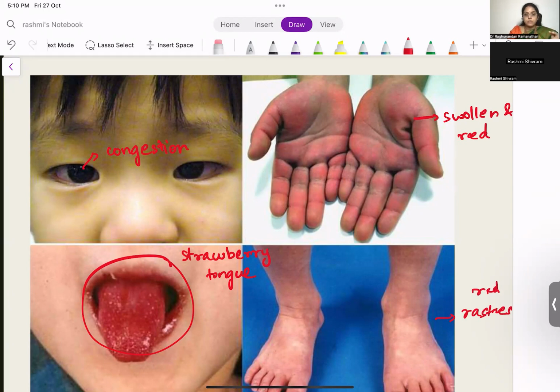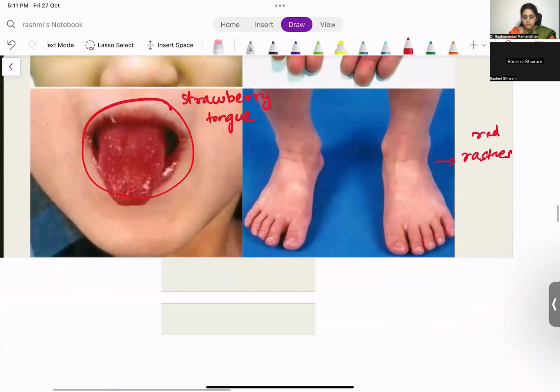So these are some of the features of Kawasaki disease. You will have congestion in the eyes, swollen erythematous palms and soles, a strawberry tongue, and erythematous rashes all over the body, especially over the trunk. So this is Kawasaki disease.